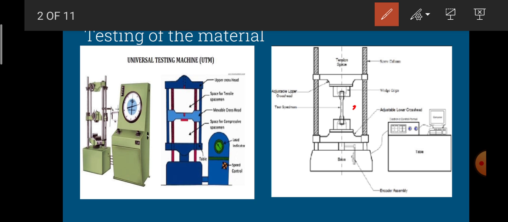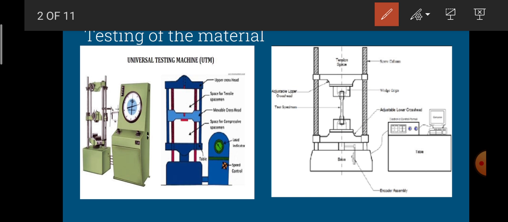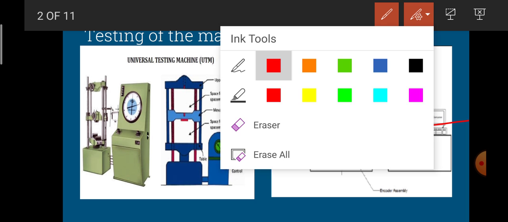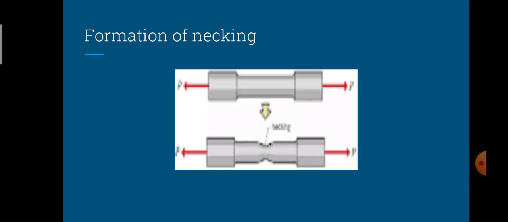After the fixing of the specimen, these wedges will move opposite in direction, which creates a pulling force, which results in elongation of the object, so that it forms necking.